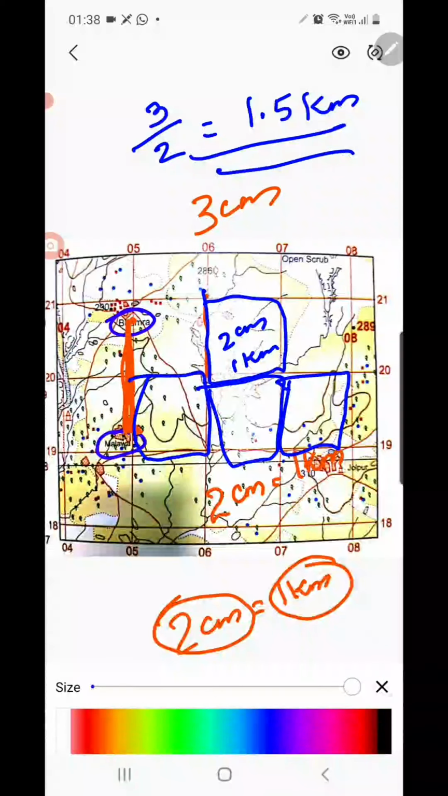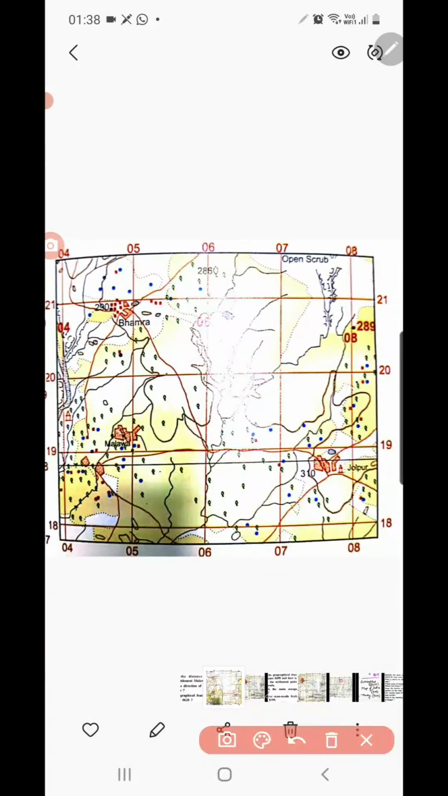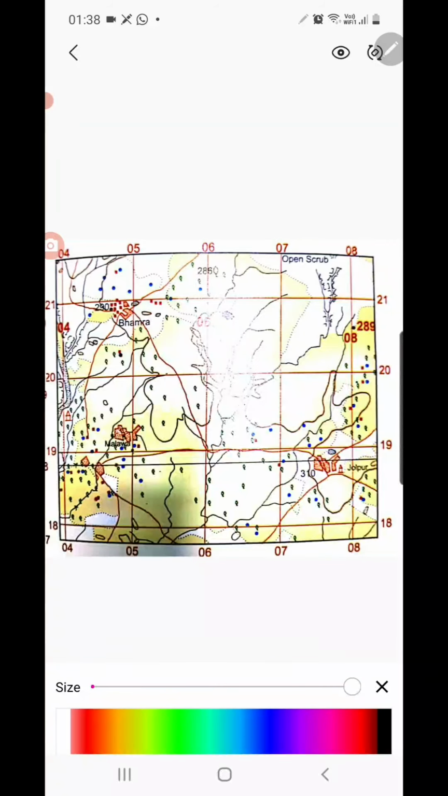Suppose you are measuring a distance between Malwa and open scrub here. So you need to draw a line from here to here. Suppose for example when you are measuring, you are getting it as 4.5 centimeter. Then how to find it in kilometer? Then 4.5 divided by 2. Then you will get the answer in kilometer.